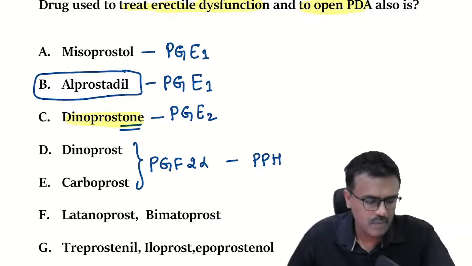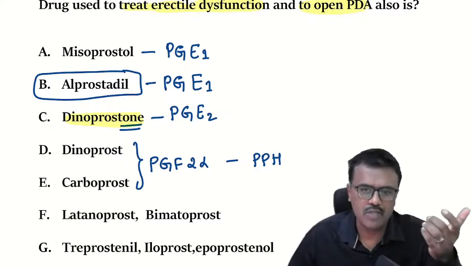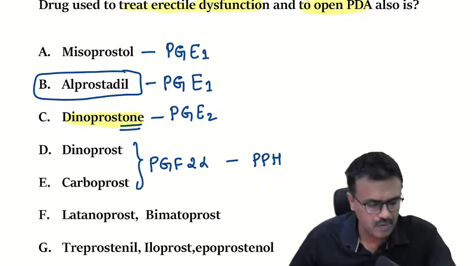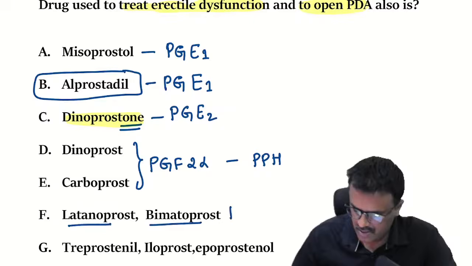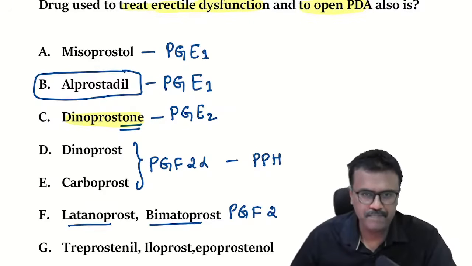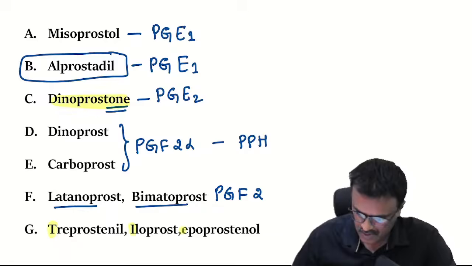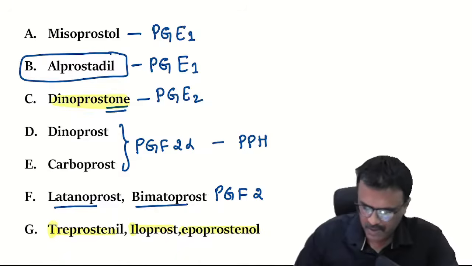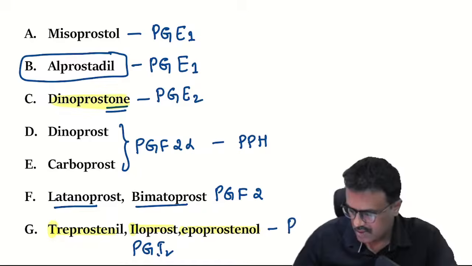Can't we use allopurinol in tumor lysis syndrome? Yes, you can also use allopurinol, but the first choice will be rasburicase, then you can give allopurinol. Then latanoprost, bimatoprost, these are PGF2 alpha, which are used in glaucoma. The three drugs, treprostinil, iloprost, epoprostenol, these are PGI2 drugs, and these are used to manage, just now I told you, a problem called pulmonary hypertension.